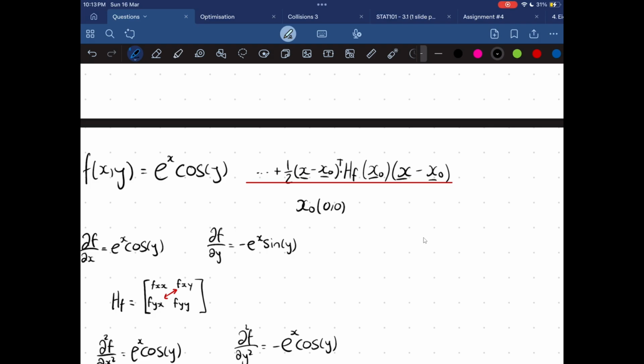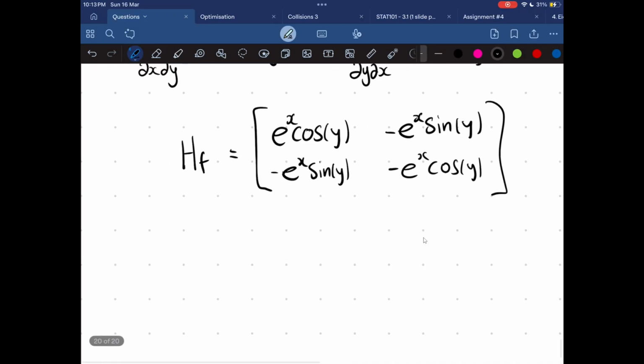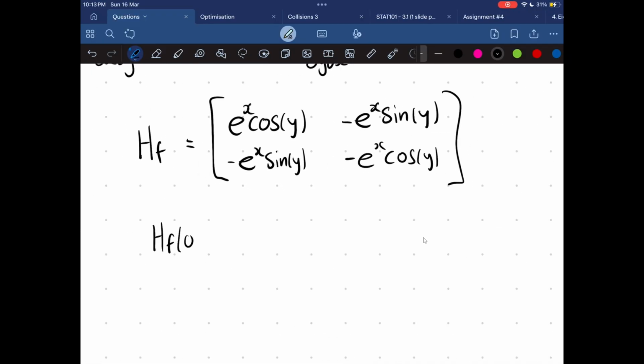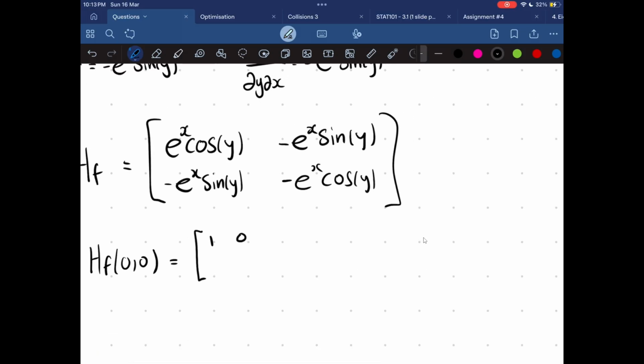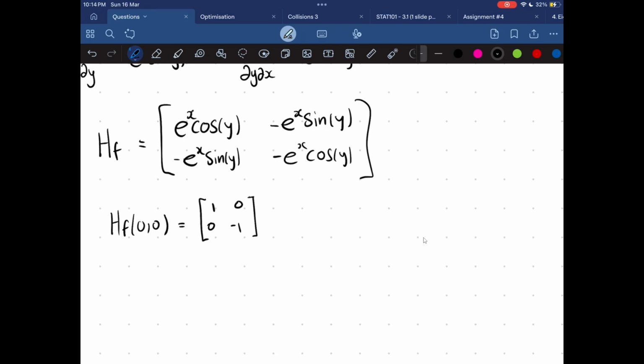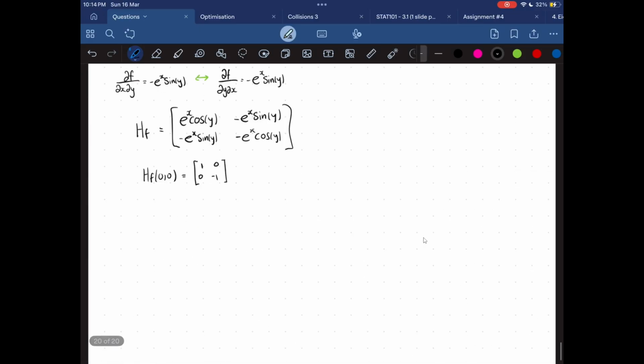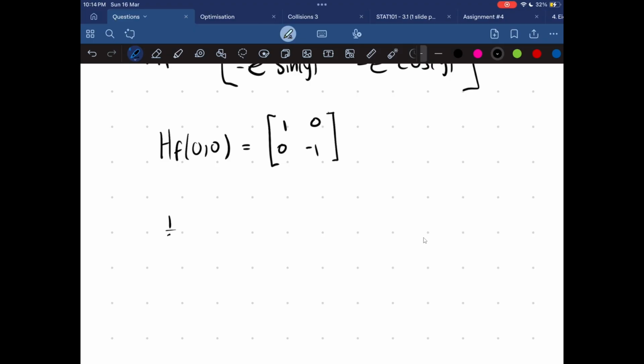So first, we should probably evaluate our Hessian matrix at the point x naught, so in this case 0, 0, to just tidy up and simplify it. So the Hessian of f at 0, 0 will be e to the x cos of y. Cos of 0 is 1, e to the 0 is 1. It's sine, so it's 0, sine, so it's 0, and this will be negative 1. Perfect. So now we've constructed our Hessian matrix evaluated at the point 0, 0. So now we can evaluate this all. I just like to leave the half out here, times everything.